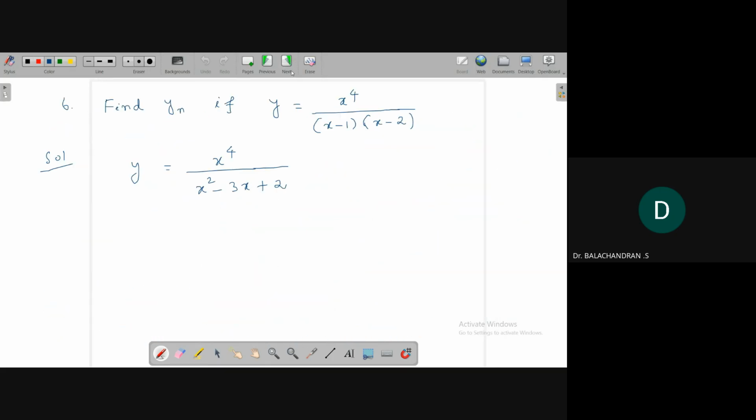Okay, now I'll move to problem number 6. Find y_n if y is equal to x power 4 by (x minus 1) into (x minus 2). Actually, for this problem, you cannot apply partial fraction directly. You can apply partial fraction only if the numerator degree is strictly less than the denominator degree. What is the numerator degree? 4. Denominator degree is what?